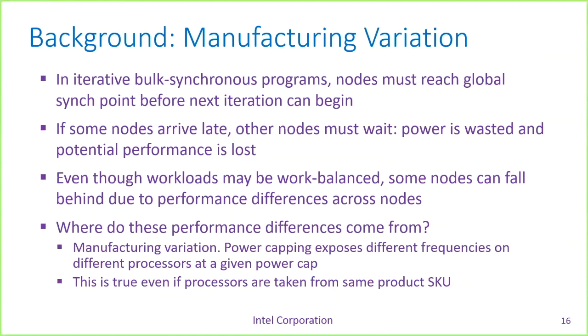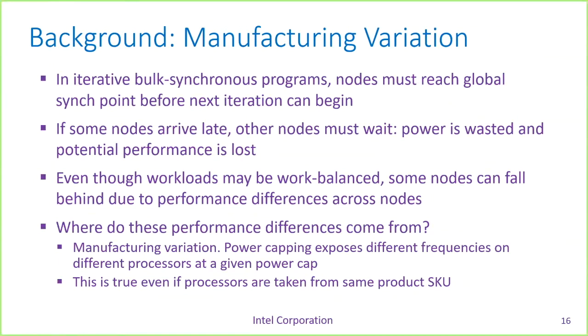So where do those performance differences come from? Turns out that when you're doing power capping, when the power of a job is limited, the nodes can achieve different frequencies. When you put a power cap on the processors, they can achieve a different frequency at a given power cap. And the reason for that is manufacturing variation. They have different power efficiency. It requires a different voltage to operate correctly at a given frequency. And so when you turn that around and you apply a power cap, you can get to a different frequency before you've used up the power.